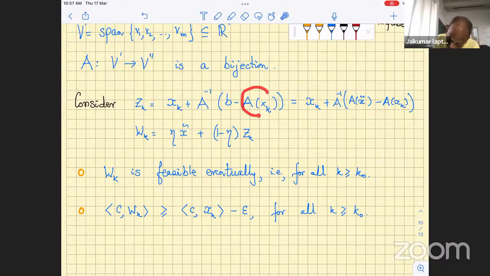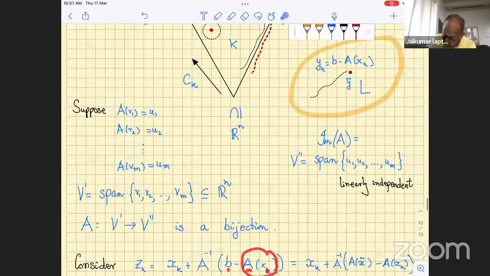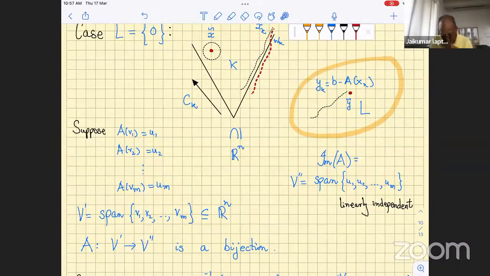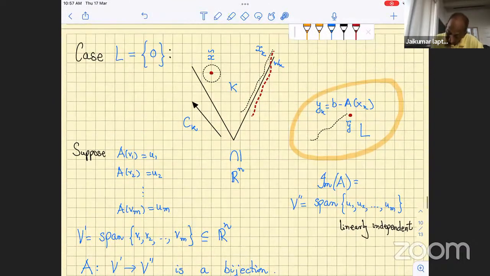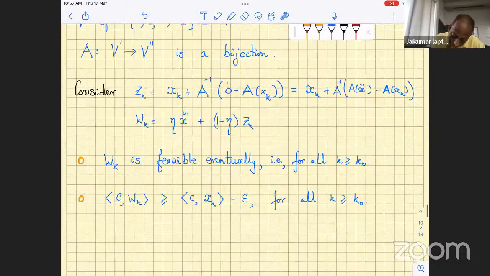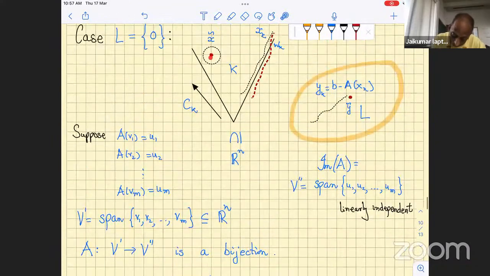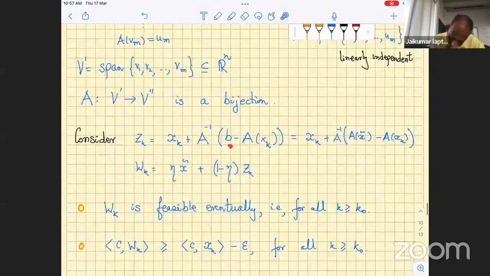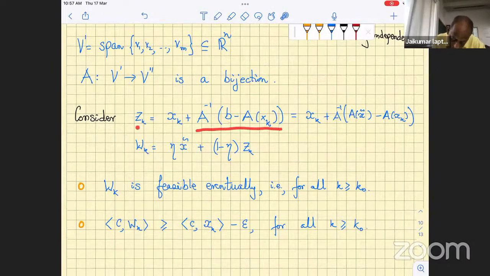Now this object is in the image of A. Why? Well, clearly this is in the image of A because you have applied A to xk to get this. But why is B in the image of A? When I apply this transformation to x tilde, I fall on 0. That means B minus A x tilde is equal to 0. That means B is equal to A x tilde. So although I have written B here, this quantity B is A x tilde, because we know that A x tilde is a feasible point. Okay. So I get these points zk.